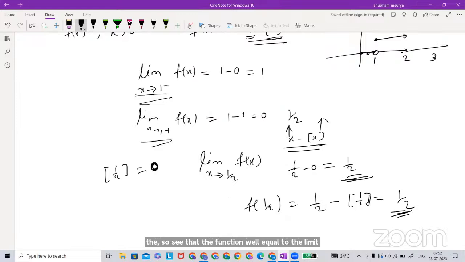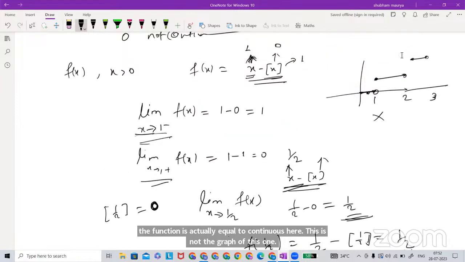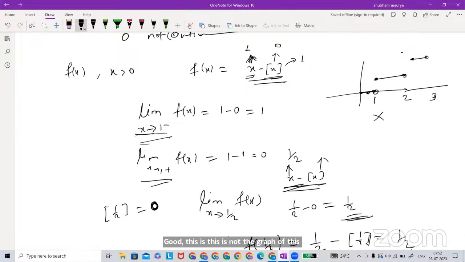So in between, except at the integers, the function is continuous. This is not the graph of this one. But in between the integers, the function is continuous, but at integers it is not continuous.